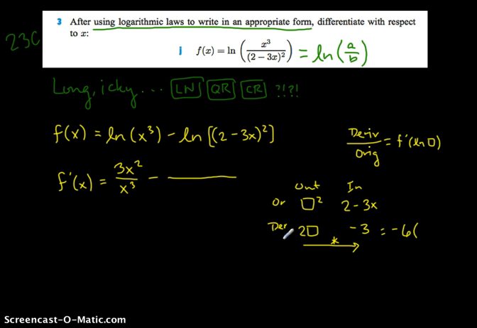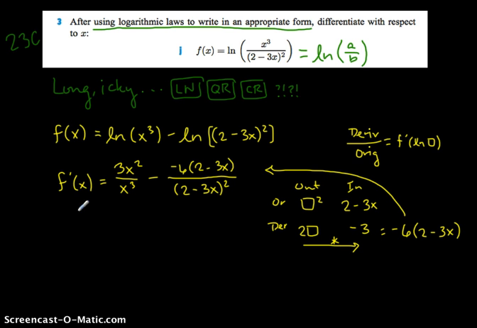And then for this box, we put that inner function. So that's 2 minus 3x. And that is the derivative that goes into our numerator. So I've got negative 6, 2 minus 3x in my numerator. That's my derivative. And then my original was 2 minus 3x squared.